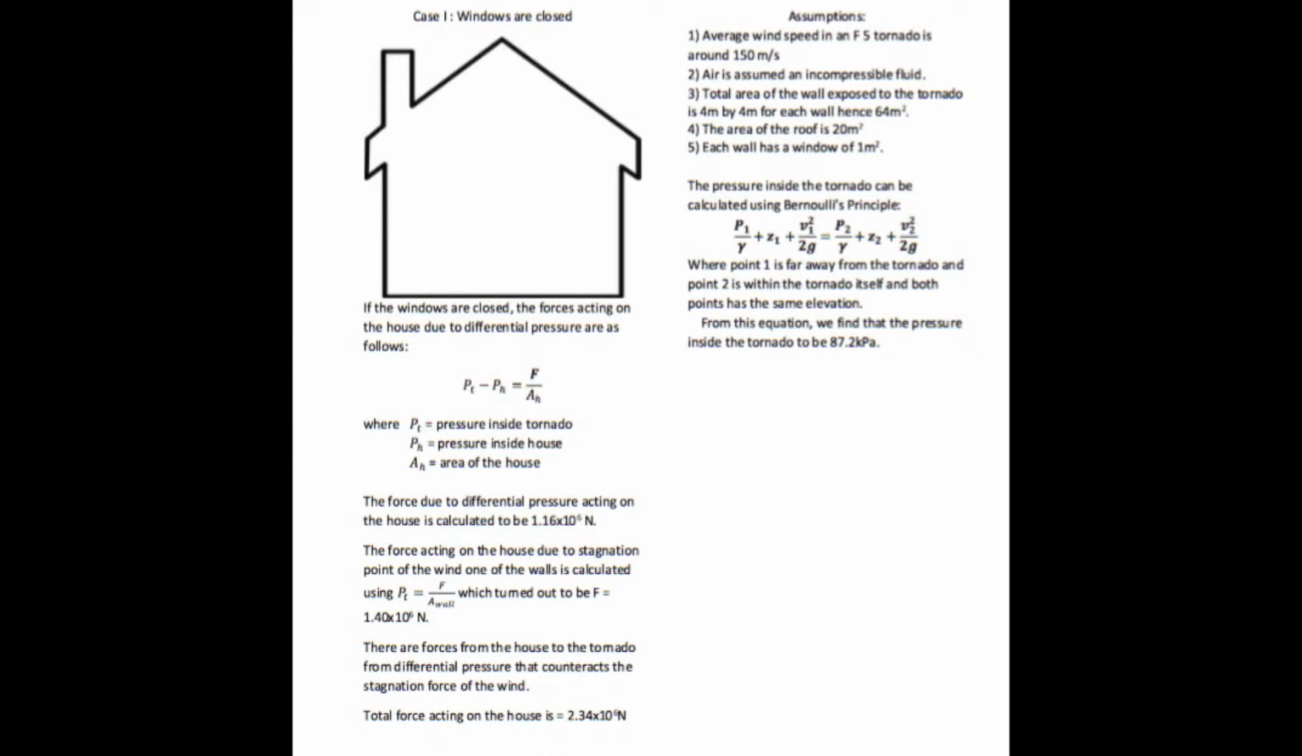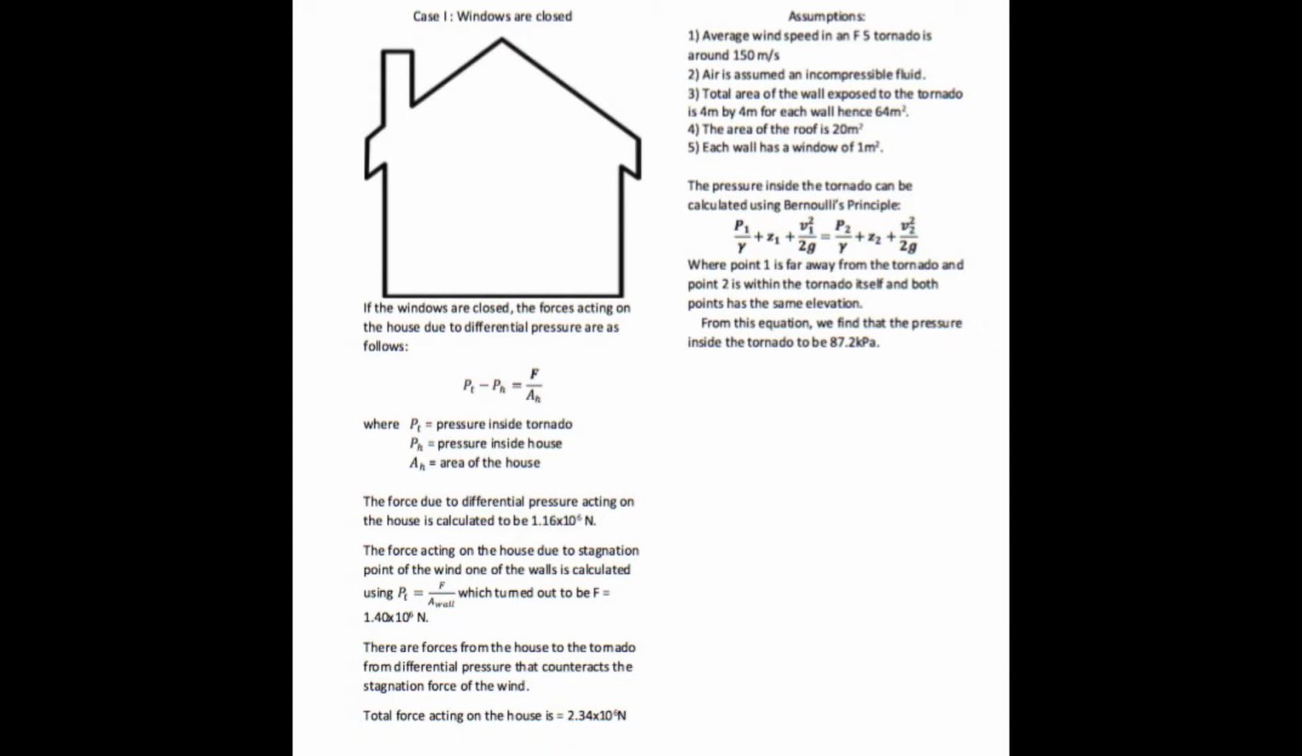So for the analysis, there are a few assumptions that we made. The first one is the average wind speed in an F5 tornado is around 150 meters per second. Second is air is assumed to be an incompressible fluid. Third, the total area exposed to a tornado is 4 by 4 for each wall, hence 64 meters squared. Number 4, the area of the roof is 20 meters squared. And number 5, each wall has a window of 1 meter squared.